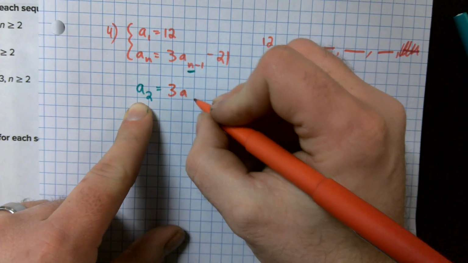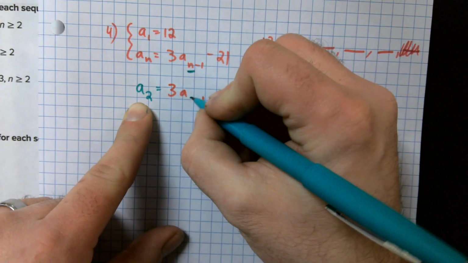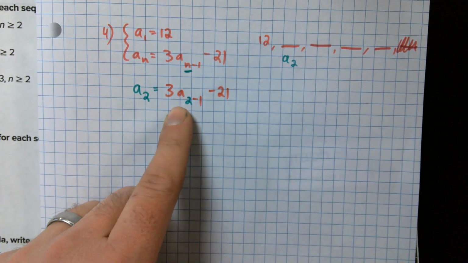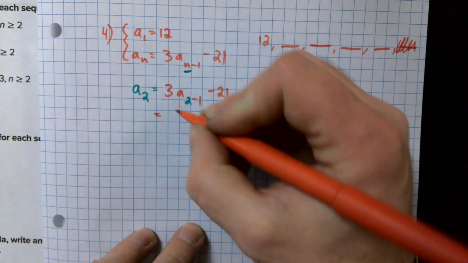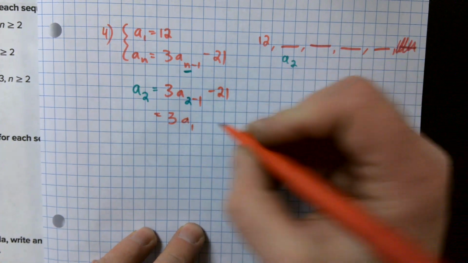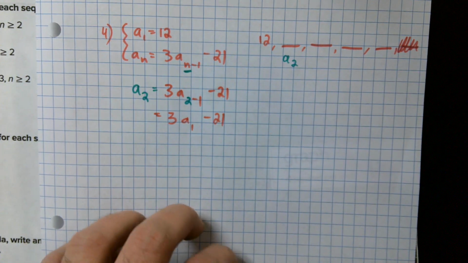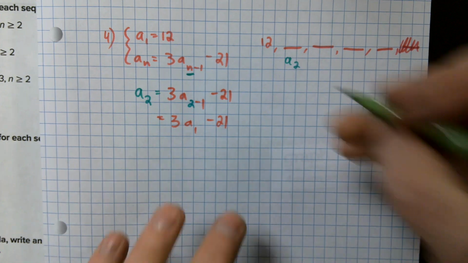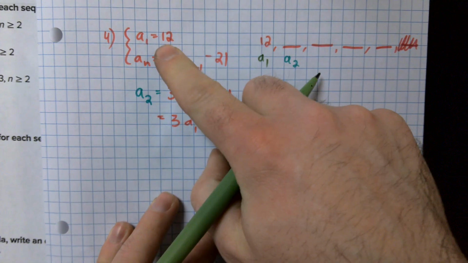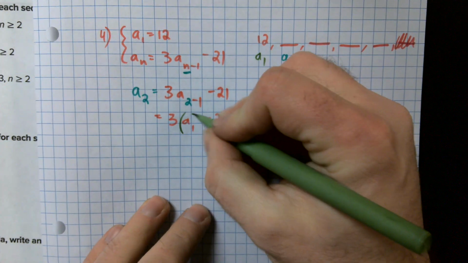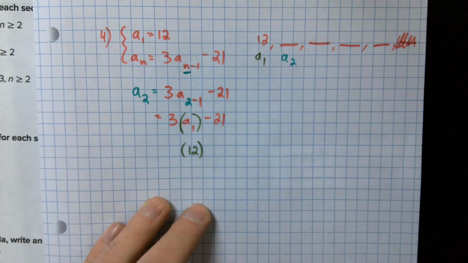3 times a sub 2 minus 1, minus 21. Well, what is 2 minus 1? 1. This is going to be 3 times a sub 1 minus 21. Well, what is a sub 1? 12. That's what's listed in the top of our formula, right? So I'm going to take out a sub 1 and replace it with 12.